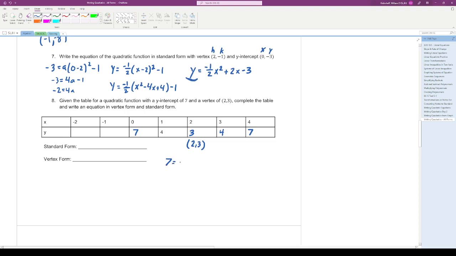So we have 7 equals a times our x value of 0 minus 2 squared plus 3. So that's 7 equals 4a plus 3. Take away 3, a equals 1. So we get y equals a, which is 1, times x minus 2 squared plus 3. And then converting that into standard, we're going to get y equals x squared minus 4x plus 4 plus 3, so plus 7. And remember, this c term of standard form is our y-intercept, so we can see that directly right there.